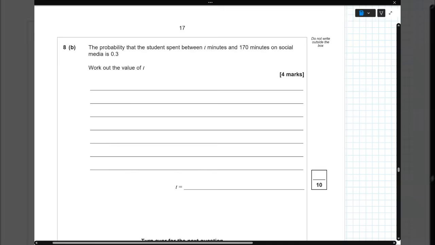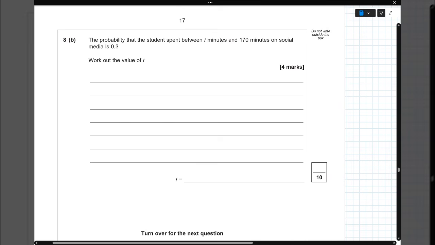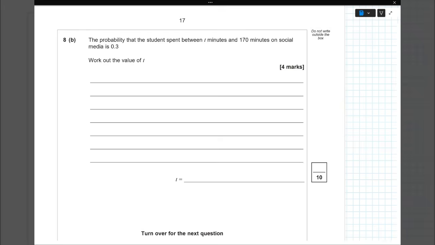8b: the probability that the student spent between t minutes and 170 minutes on social media is 0.3. Work out the value of t. If we've got our graph there, 140 is our mean. So we're going to 170, and I don't know where t is, but this area in here is 0.3. So we need to try and find out what that is.